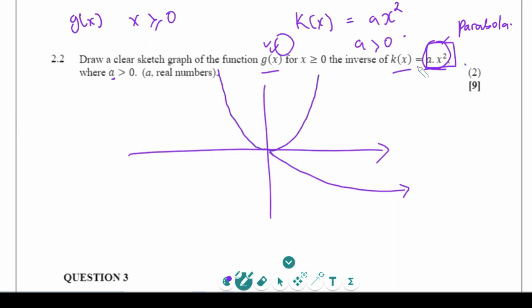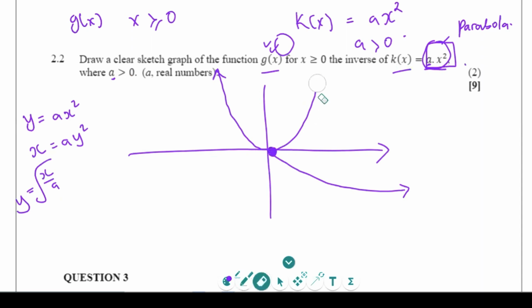That will depend on what the value of a is, and then the inverse of it, basically where you switch. Let's say we have y equals ax squared, and then we switch the x and y, so x is equal to a y squared, then divide both sides by a and find the square root. So this is more like a restricted parabola, which will just be in that sort of format, because a is greater than 0.